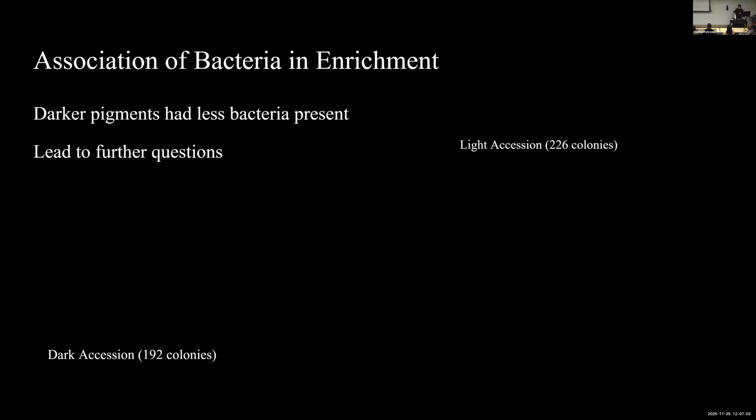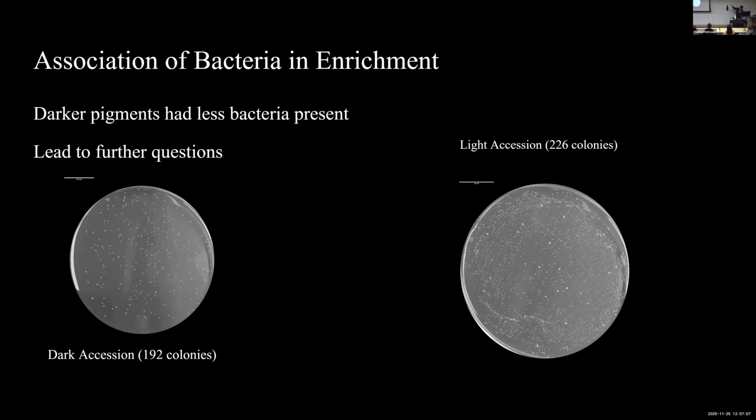So what does an example of my data look like? We've got 2 different plates here. One of them has 192 colonies, the other is 226. The 226 is for the light, the other one's for the dark. That is a connection to what we've been saying, where the darker has a lot more bacteria than the light does. Or not, reverse that. The light has a lot more than the darker.